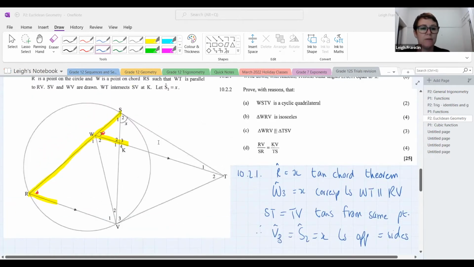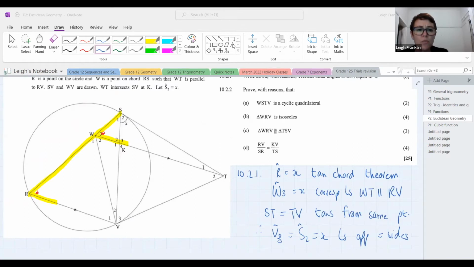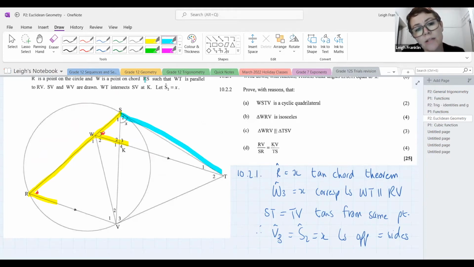That's excellent. Okay, Isel Bavuma, are you all right? Wait, how? I understood the tan chord reason for S2 equal V3, but I don't understand the angles opposite equal sides one. Okay, so angles opposite equal sides, it's in a triangle. So here's your triangle. If ST equals TV, then these two angles over here have to be equal to one another because they're angles opposite equal sides.